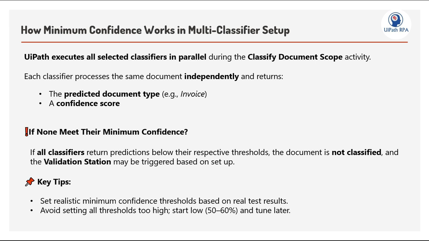The key tip is to always set realistic minimum confidence thresholds based on real test results, and avoid setting all thresholds too high. Start low, like 50 to 60%, and you can tune it later.